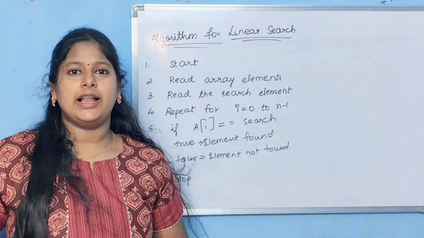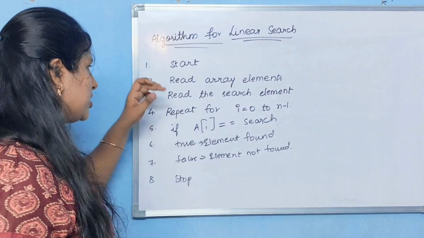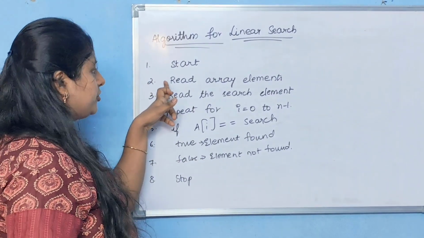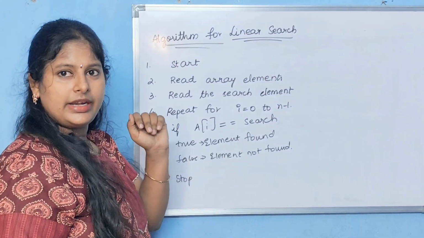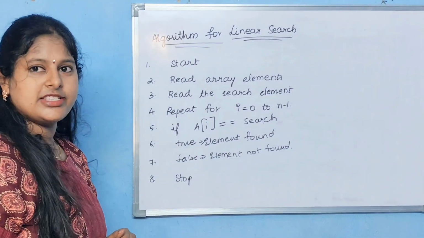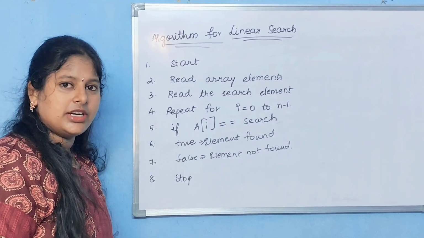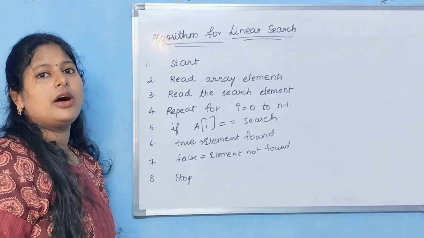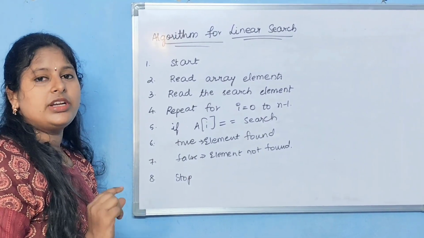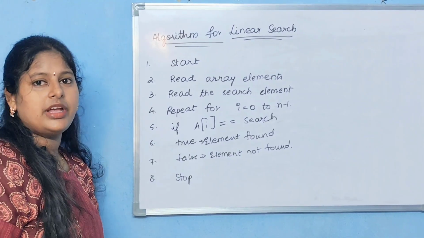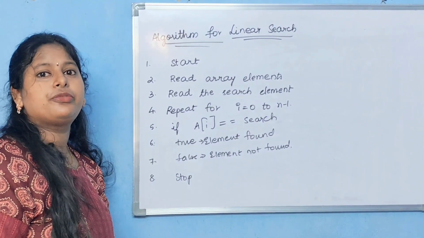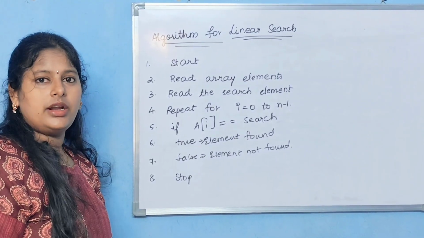Now we'll learn the algorithm for linear search. First, you start and read the array elements, right? After that, read the search element. In the example, first we considered the array elements. After that, what did I do? I will read the search element, the element which I want to find in the given array, right?